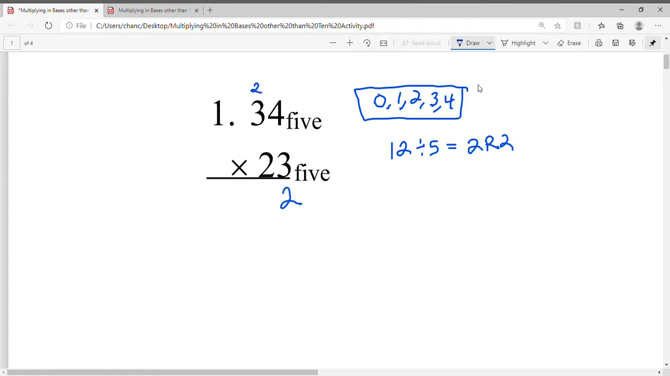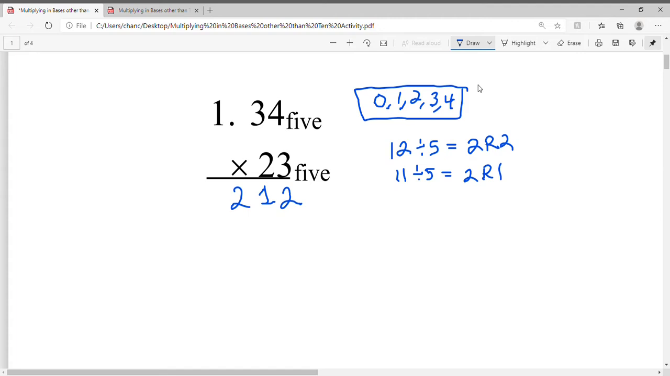Then we'll multiply 3 times 3, that's 9, plus 2 more, that's 11. 11 does not exist, so we'll convert it to base 5. That's 2, remainder 1. So we'll put a 1 here, and then we'll carry that 2 over. Then we're going to repeat the process. We'll erase the numbers on the top so it doesn't confuse us, and then we'll go to the bottom.